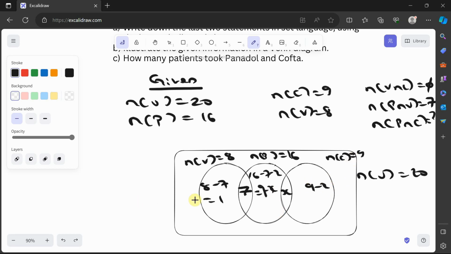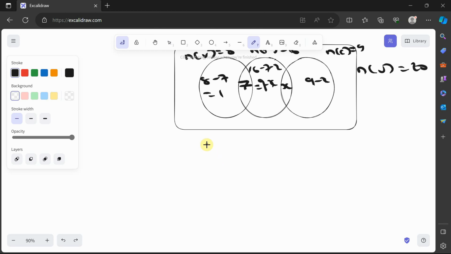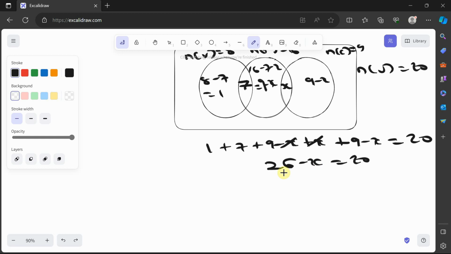So Vicks only, Vicks intersection Panadol, which is this 7, Panadol only, Panadol intersection Kofta, and Kofta only are going to give me 20. So that will be 1 plus 7 plus 9 minus x plus x plus 9 minus x, and this will give me 20. The minuses and pluses will cancel out. 1 plus 7 is 8. 8 plus 9 is 17. 17 plus 9 is 26. So 26 minus x is equal to 20. If I carry over 26, minus x is equal to 20 minus 26, so minus x is equal to minus 6, and x is equal to 6 if I divide both sides by minus.